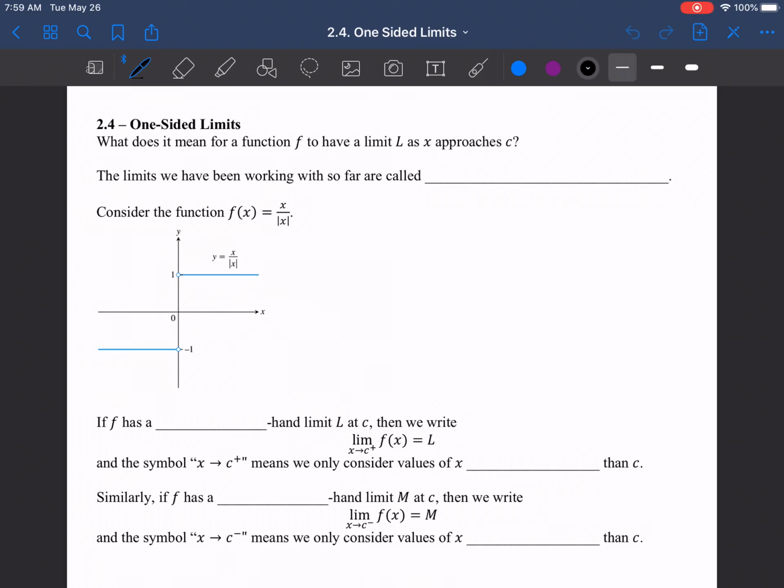All right, we're going to get started on 2.4. And the first thing I want you to think about is what does it mean for function f to have a limit, essentially, as x approaches some value c? What exactly does that mean? Because so far, the limits that we have been working on are called two-sided limits.